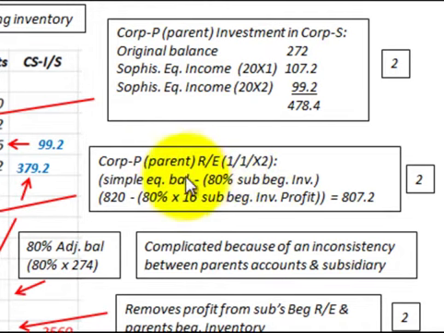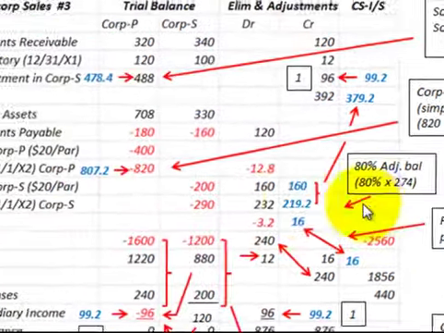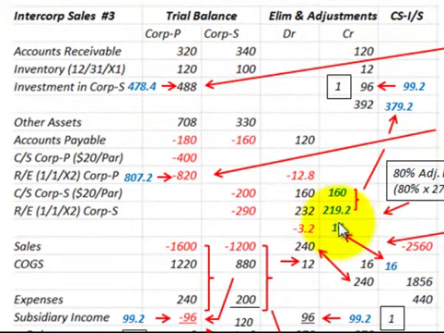And then our next adjustment would be for Corporation P, the parent's retained earnings at the beginning of the second year. So we take the simple equity balance and subtract out 80% of the sub's beginning inventory profit, for an amount of $807,200. And then we have to remove the profit from the sub's beginning retained earnings and the parent's beginning inventory account. So we go to the sub's retained earnings and we debit that for $16,000, and then we'd credit cost of goods sold for $16,000.